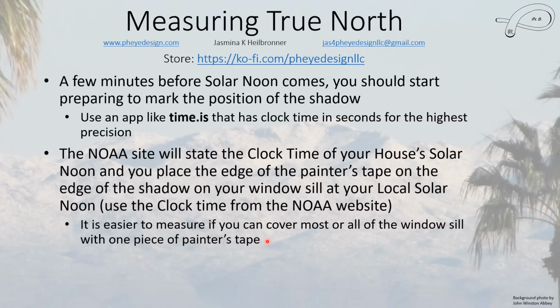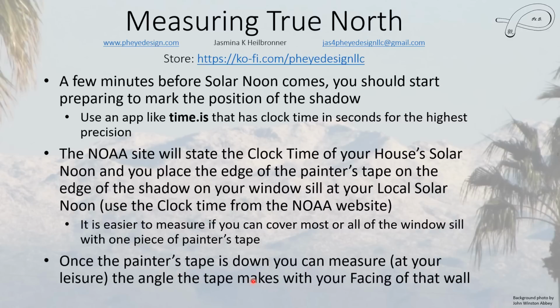Now it is a lot easier to measure later if that one single piece of tape covers the total width of your windowsill. It's just easier to make the measurement later, that's all. But if you've screwed up, you may still be able to measure it, it's just going to be a little harder. Once the painter's tape is down at your local solar noon, you can then measure at your leisure the angle that the tape makes with the facing of your wall, that is basically the frame of your window.